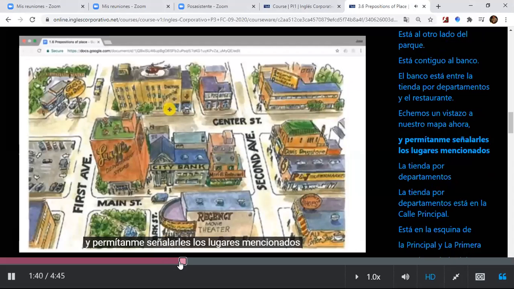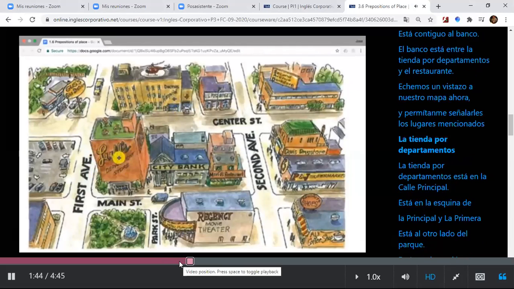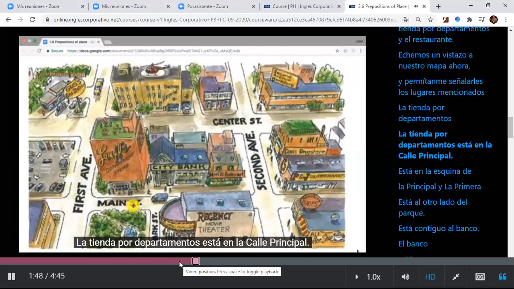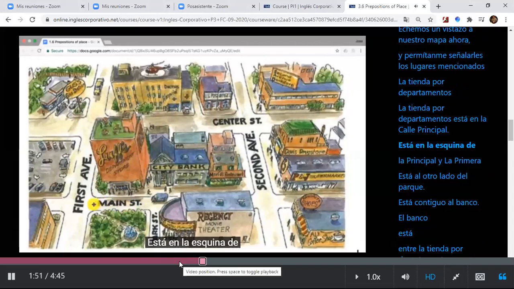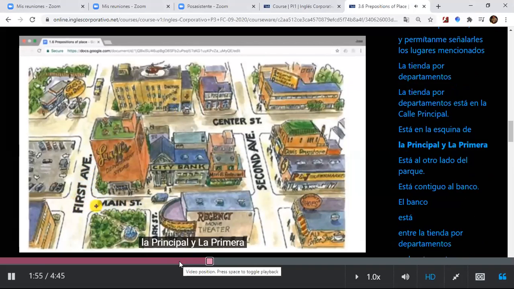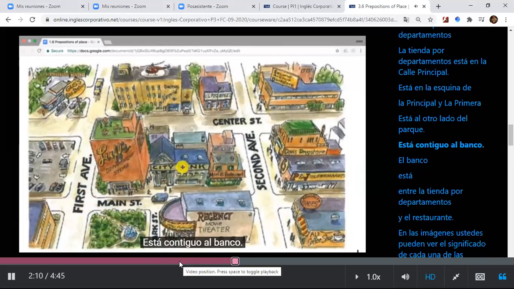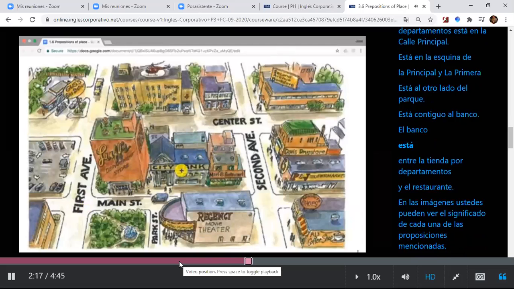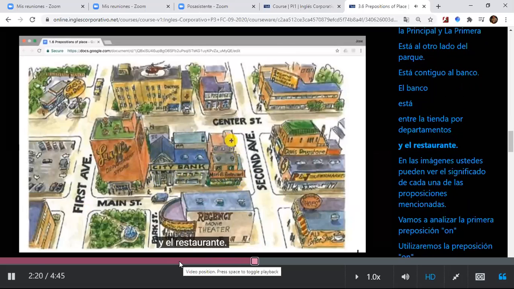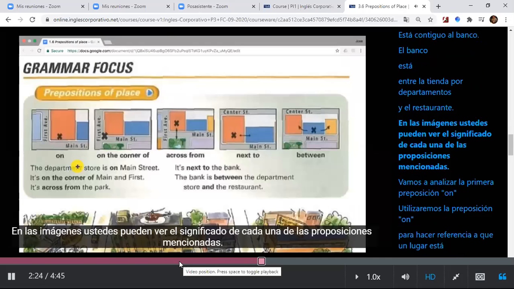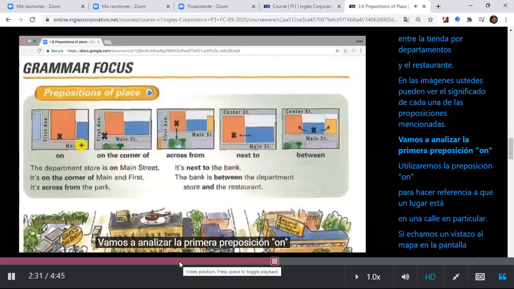And let me point out the locations mentioned. The department store. The department store is on Main Street. It's on the corner of Main and First. It's across from the park. It's next to the bank. The bank is between the department store and the restaurant. On the images, you can see the meaning of each preposition. Let's analyze the preposition on.